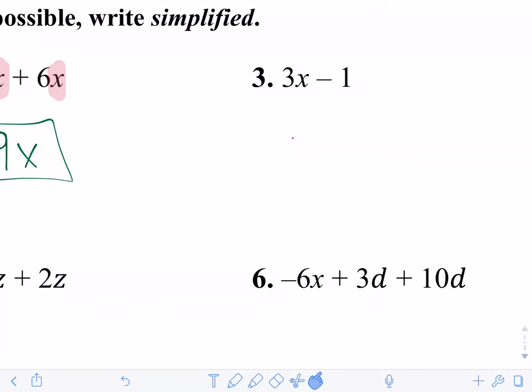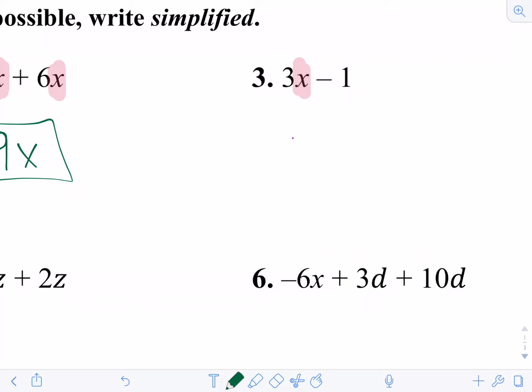Number 3, we have 3x minus 1. Okay, so I'm going to go ahead and highlight my variable here. I have an x. Now, here's the problem. That 1 doesn't have an x, so I can't simplify this. In order to simplify, you have to have the same terms, which means the same letters. Okay, so here you have 3x minus 1.